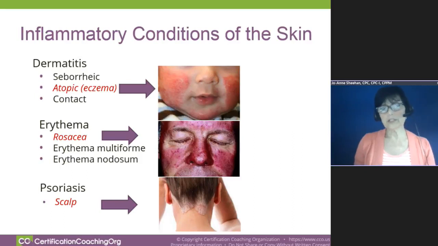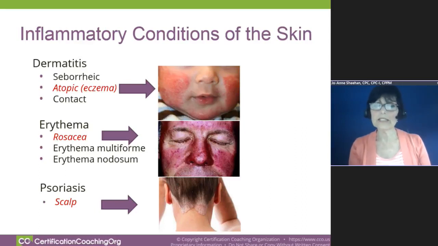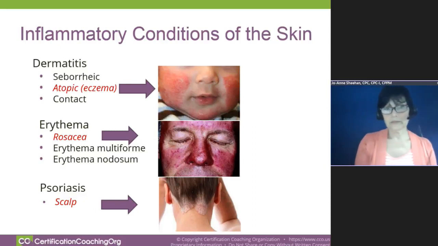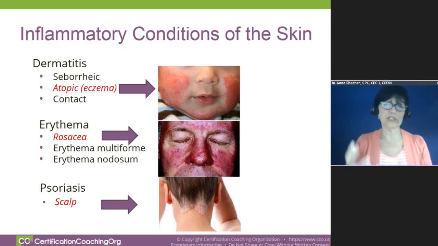Now, the inflammatory conditions of the skin, we have dermatitis, erythema, and psoriasis. And I chose an example for each one, and I just chose one out of the categories. So the first one, dermatitis, seborrheic, atopic eczema, and contact. And this is a picture of atopic eczema on a child's face. And that's what it looks like. Contact dermatitis can come from laundry detergent or anything like that, or irritation from your clothing. Seborrheic is like little lesions on your back, almost look like little warts that seem to develop in older people over 50, a lot of times due to overexposure to the sun.